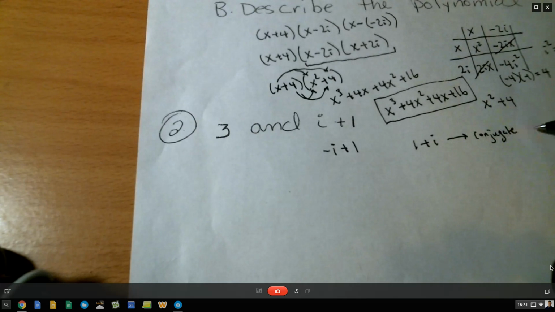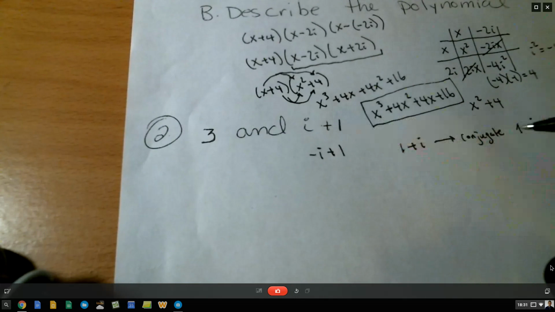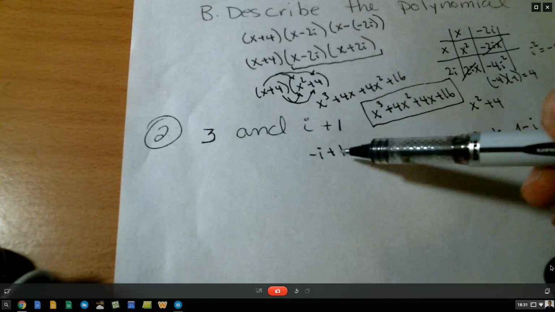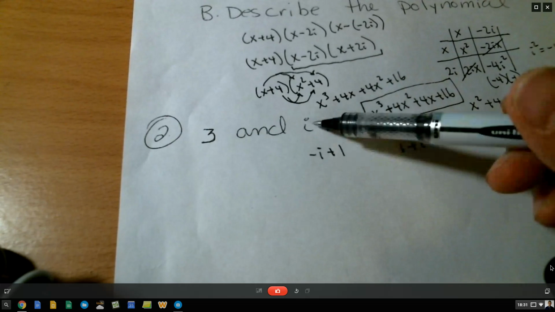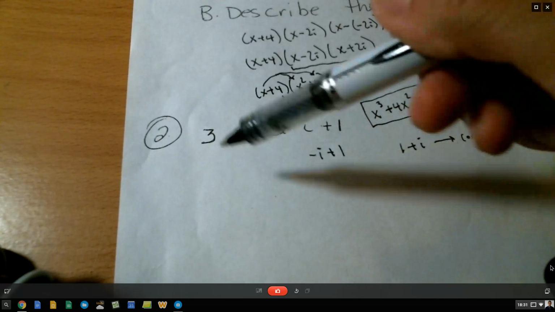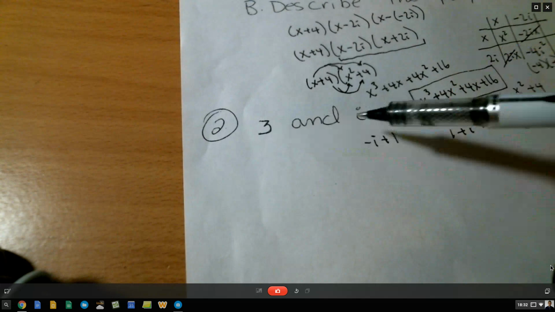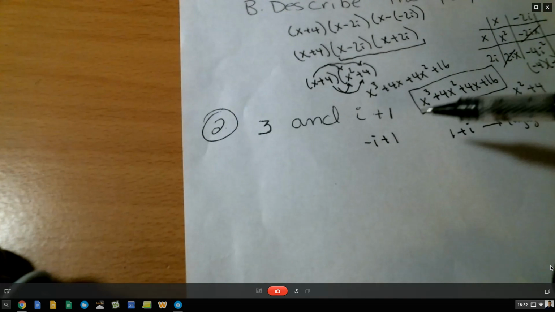is 1 minus i. Same thing here. If we know it's i plus 1, the conjugate is negative i plus 1. Be careful, it's not i minus 1. It's negative i plus 1. So now we can write our three factors as well. Remember, we have three roots now. We have 3, i plus 1, negative i plus 1.